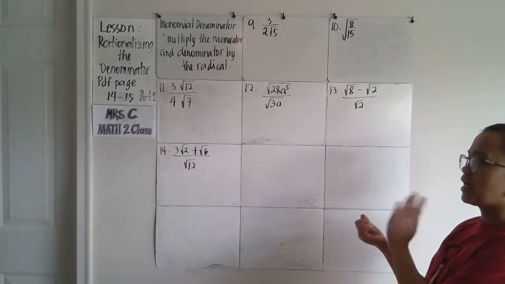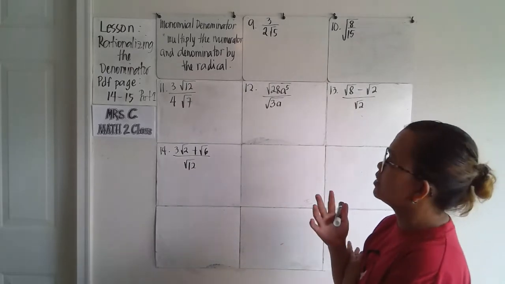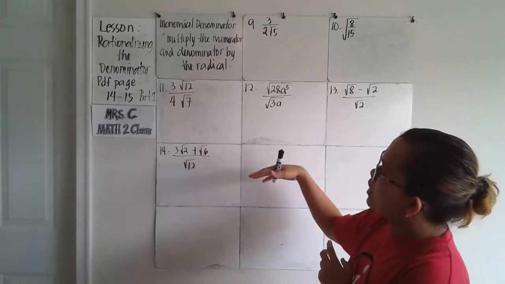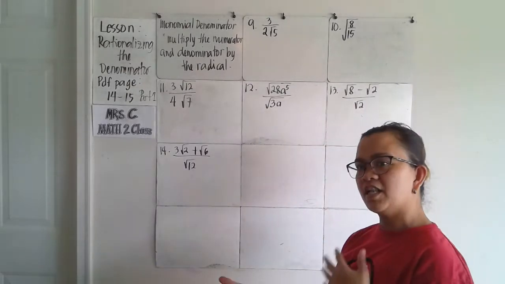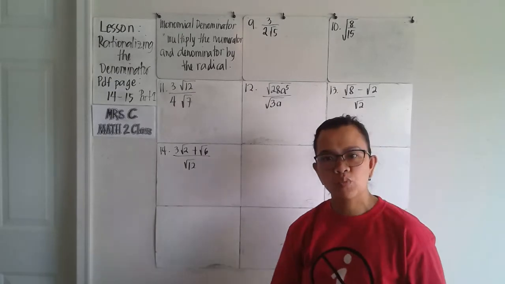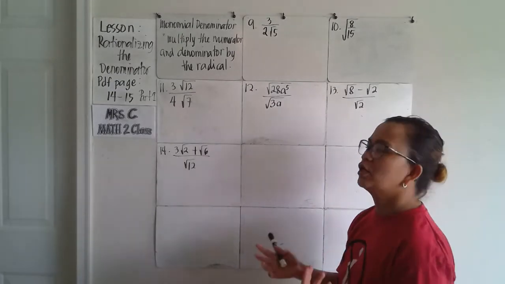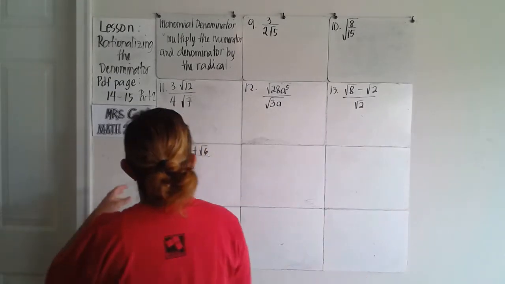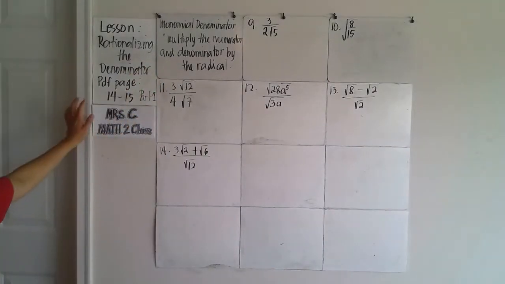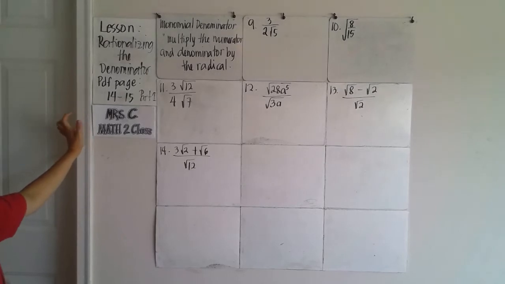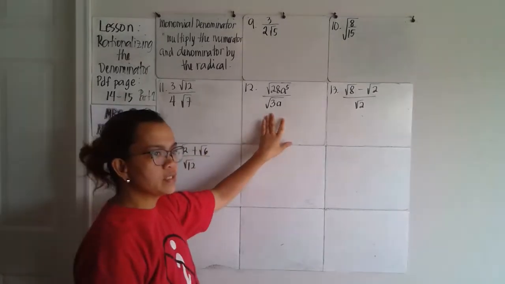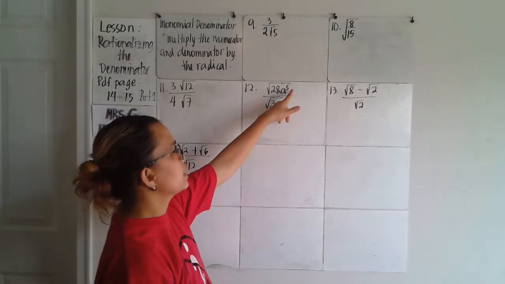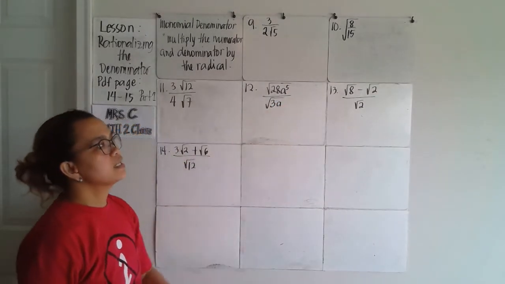So first, I will teach the way in how to simplify or how to rationalize the denominator given it is just a monomial, or not a binomial, obviously. Okay, so to start with, it says monomial denominator, meaning multiply the numerator and the denominator by the radical. So whatever your radical in the denominator, you need to multiply that in both the numerator and denominator.